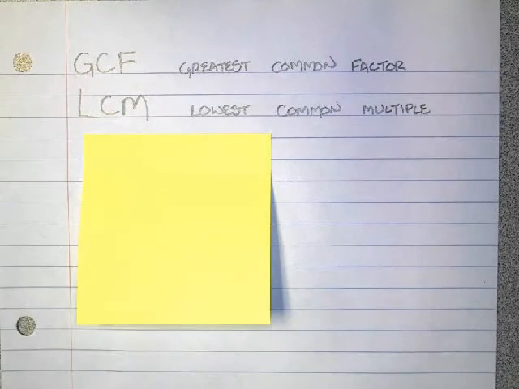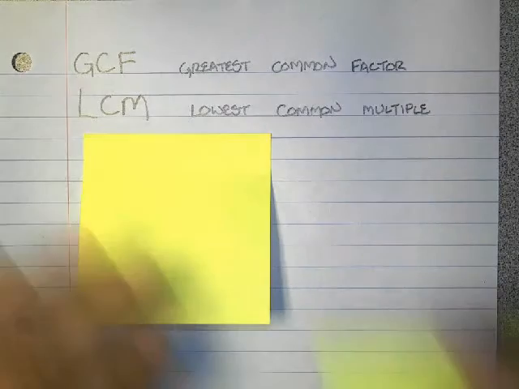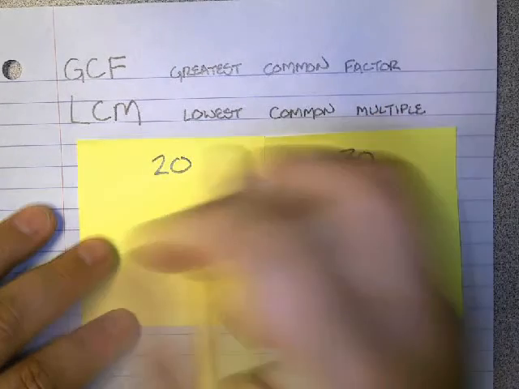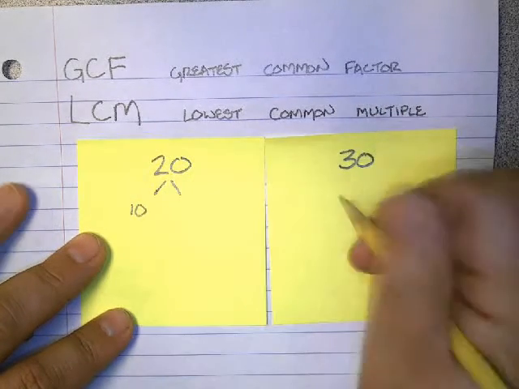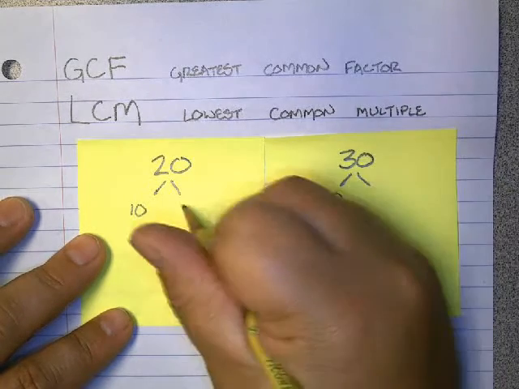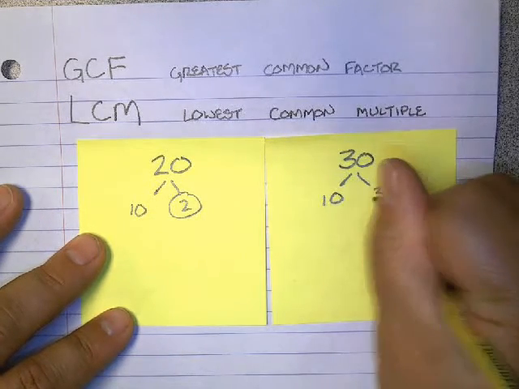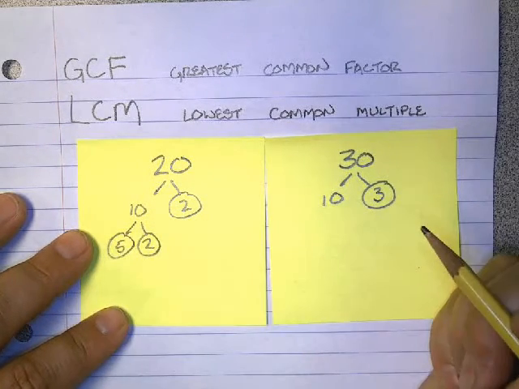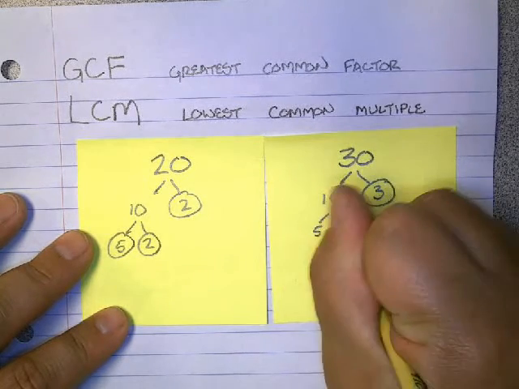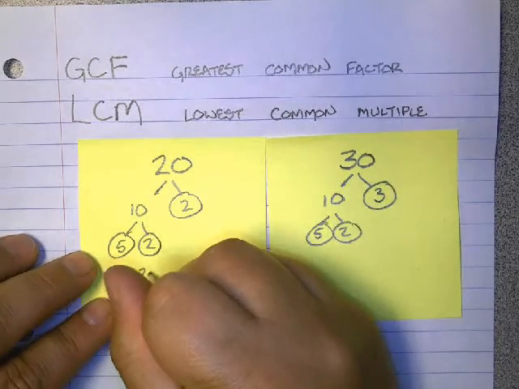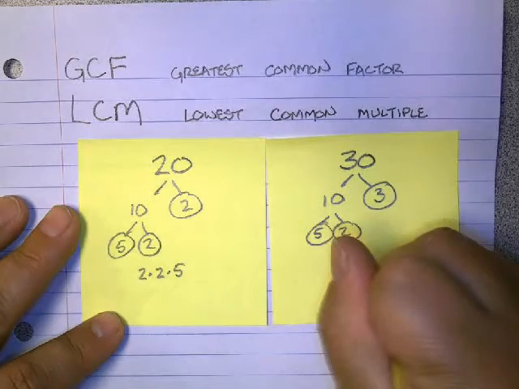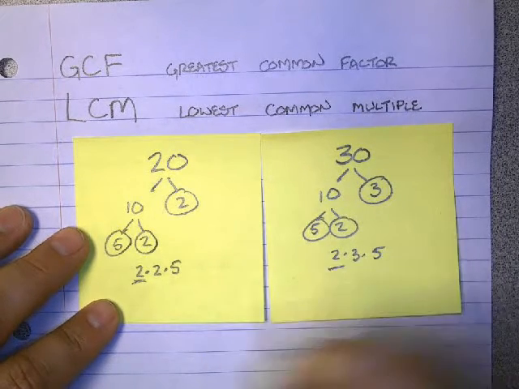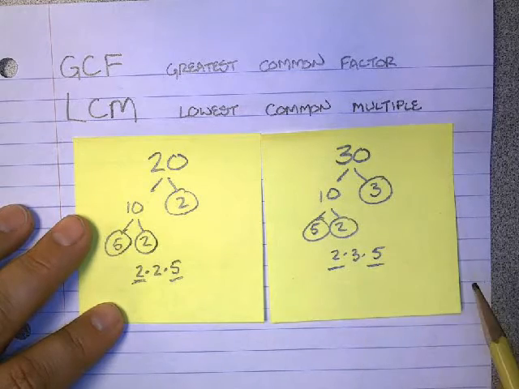Let's try it for 20 and 30. Again, we're going to use prime factorization. I see that they end in 0, so I'm taking out that 10. There's a 2 here, that's prime. There's a 3 here, that's prime. I have 5 and I have 2. Both of those are prime, I'm circling those. And then same over here. So I have 2 times 2 times 5 here, and 2 times 3 times 5 here.